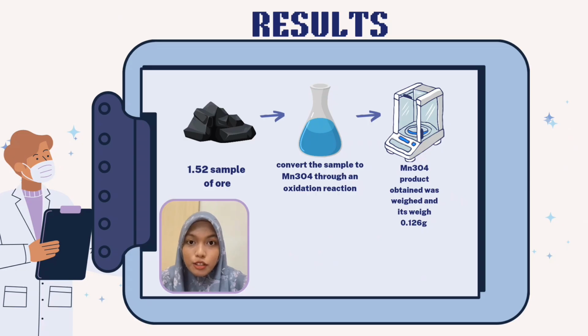Next, I will continue with the results of gravimetric analysis in pharmacy. For this experiment, a 1.52 gram sample of ore was taken. Then the sample was converted to Mn3O4 by some chemical reaction. The Mn3O4 product obtained was weighed and the weight is 0.126 gram. So based on the weight obtained, the percent of Mn3O4 and percent Mn in the sample were calculated on the next slide.